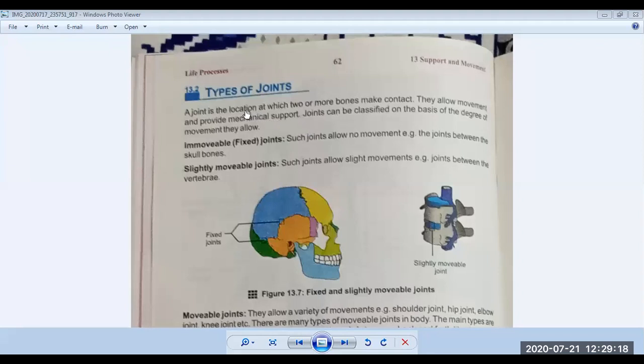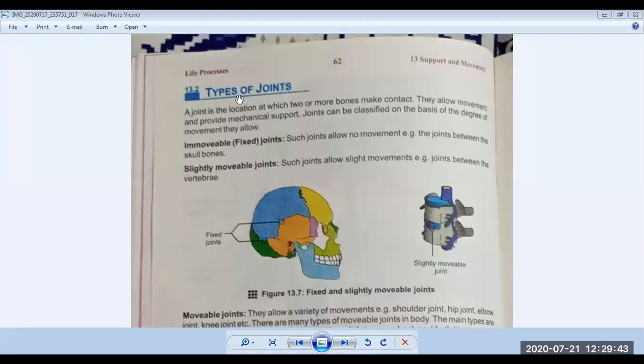Children, as you know, we are doing chapter number 13. Now we will discuss the topic today, types of joints. Before that we have discussed the structure of bone, the types of skeleton, and the parts of skeleton, which are bone and cartilage. And today we will discuss the joints, types of joint.